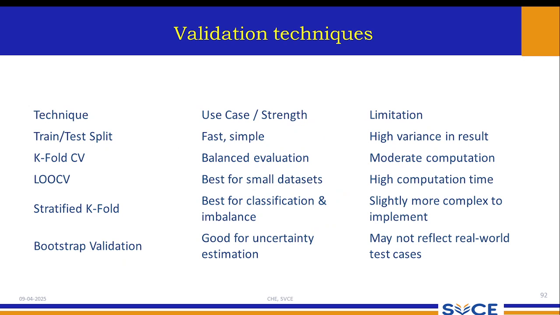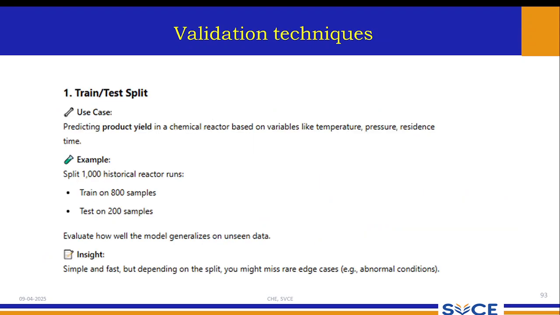So the cases have been given here, which are simple. The first one is very simple, whereas the last one, if you see, may not reflect real-world test cases. Bootstrap validation is good for uncertainty estimation. Okay, good for uncertainty estimation.